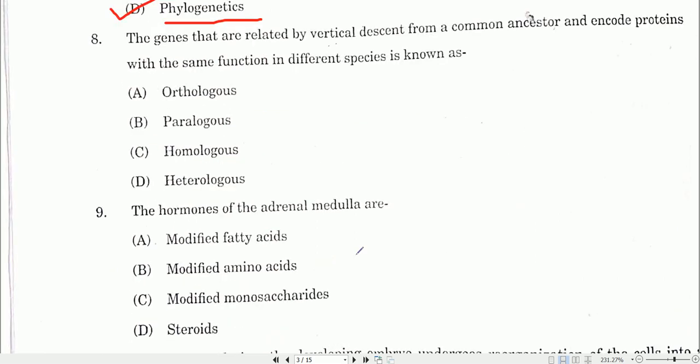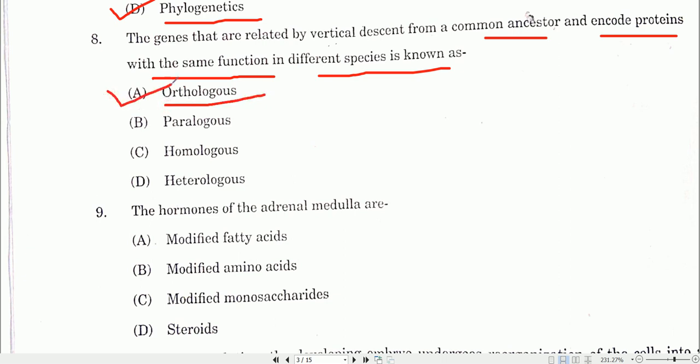Coming to question number 8. The genes that are related by vertical descent from a common ancestor and encode proteins with the same function in different species are known as orthologous. So option A will be the correct one.